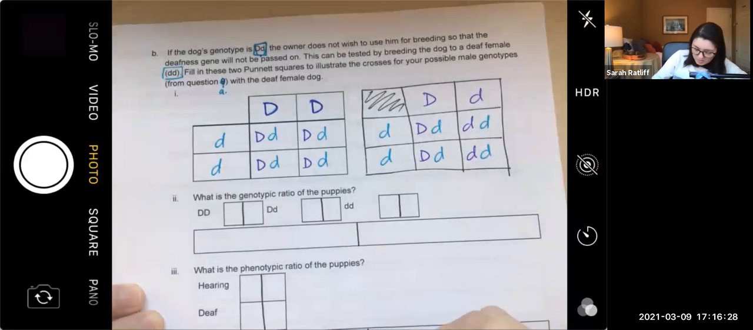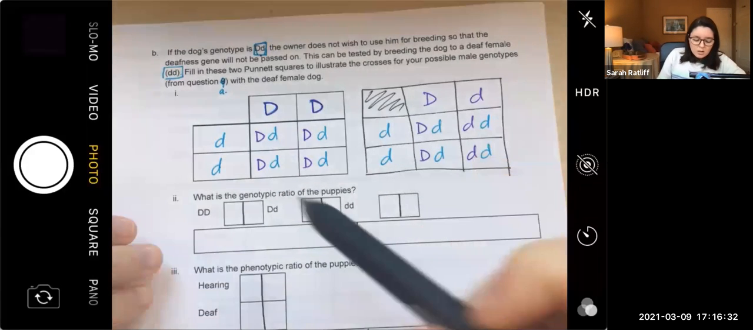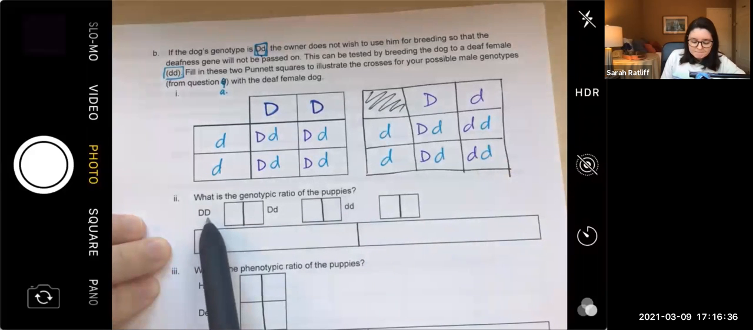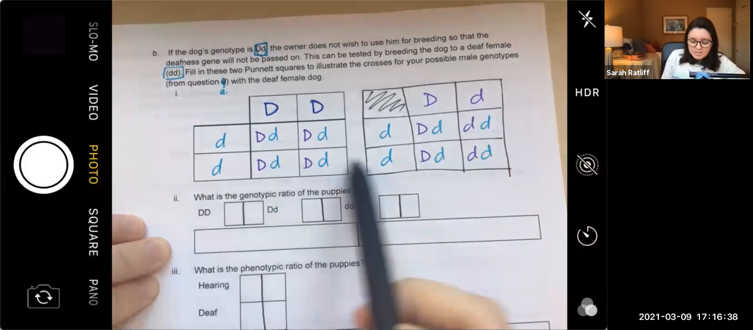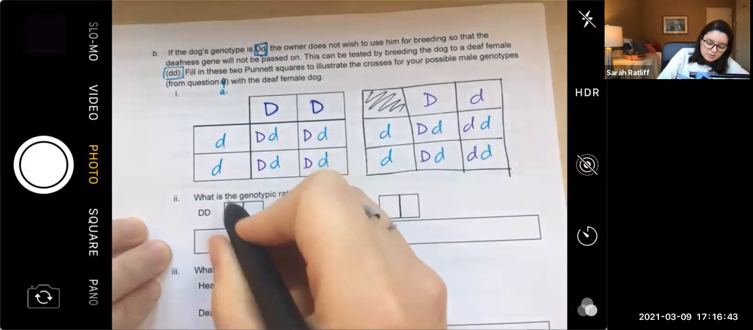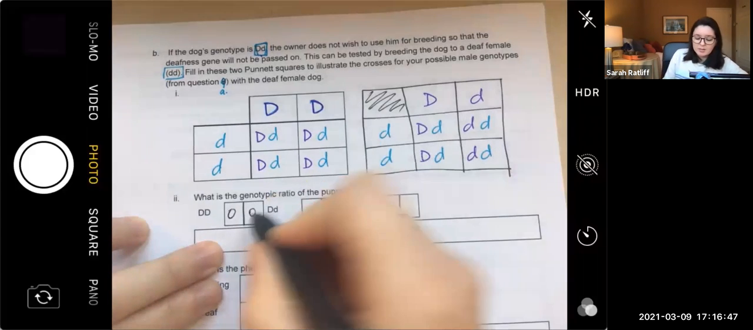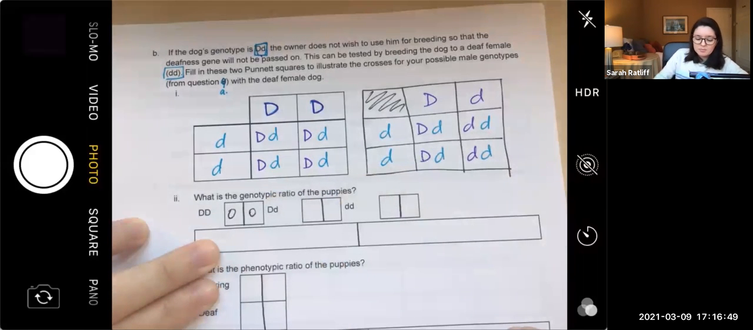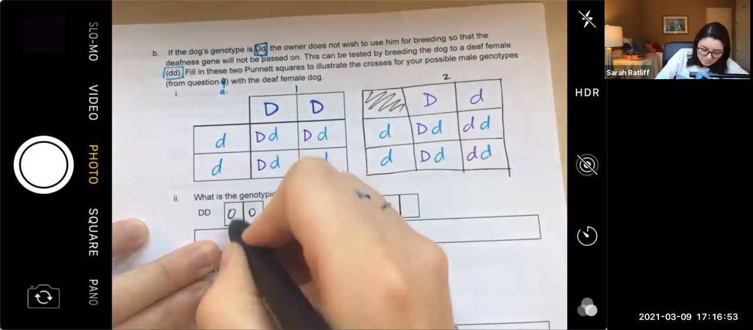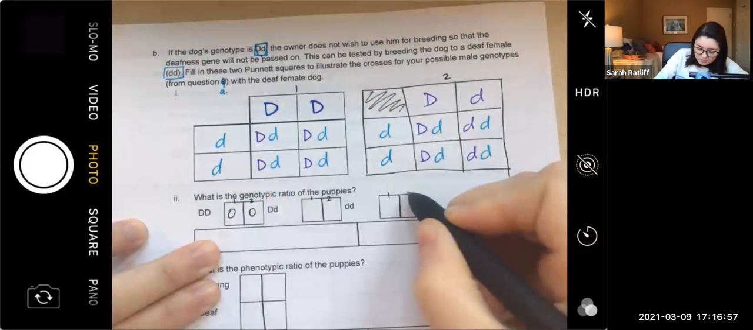Right. All right. So there we go. What is the genotypic ratio of the puppies? How many are big D, big D? None of them. I don't see any double purple, double big Ds. All right. So 0 big D, big D in both of these Punnett squares. Let's say this is Punnett square 1, this is Punnett square 2.